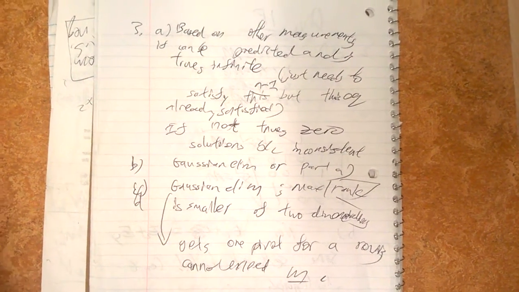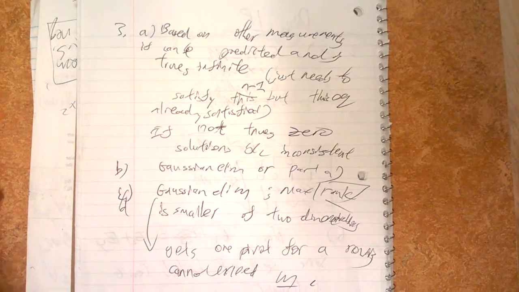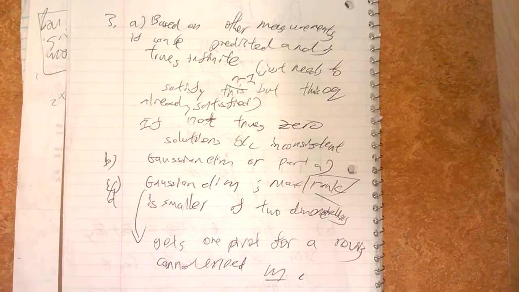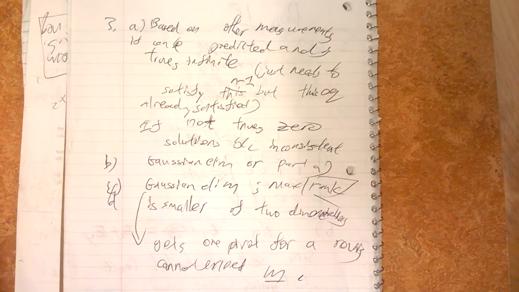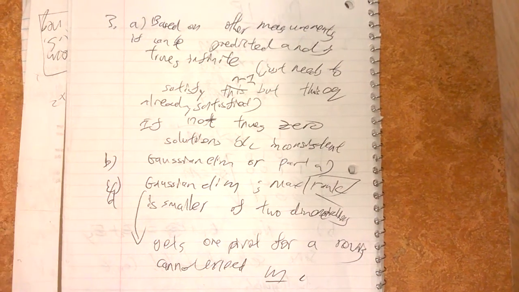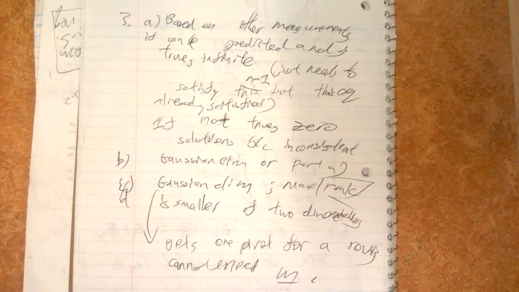So if n is greater than m for part C, that means you have more columns than rows. Well, you cannot have more pivots than the number of rows. Therefore, the maximum number of linearly independent vectors, which is how many pivots you can obtain, is the number of rows, which is m in this case.